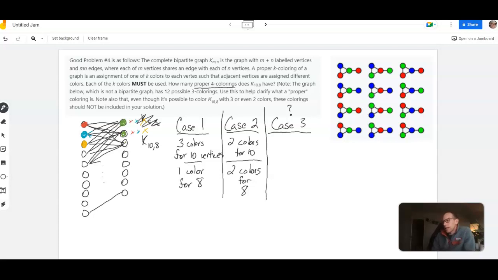So let's just look at a specific case. Let's look at case 1 together. We want to figure out how many different ways to choose the colors. First of all, well, we have 4 options.